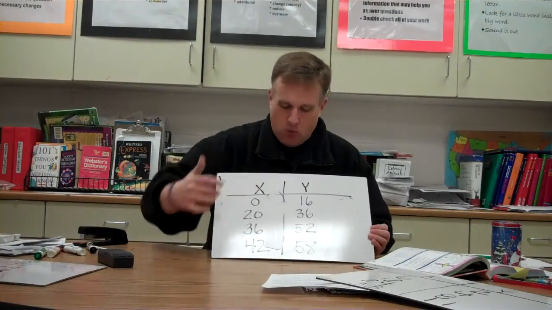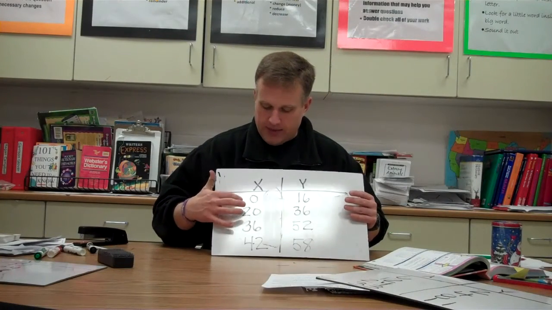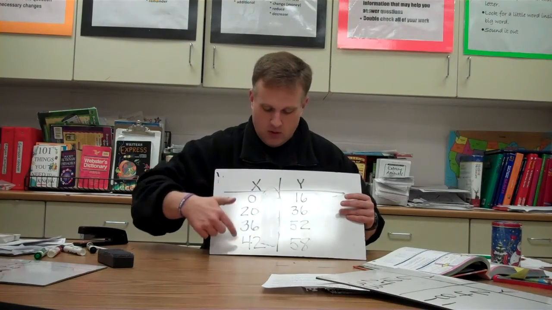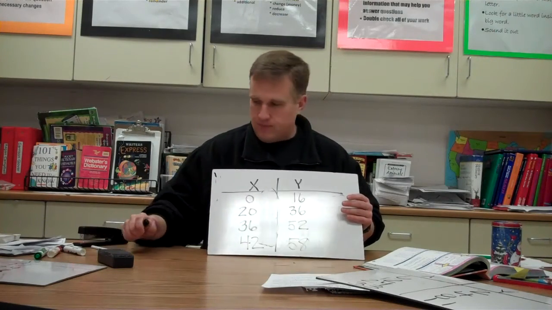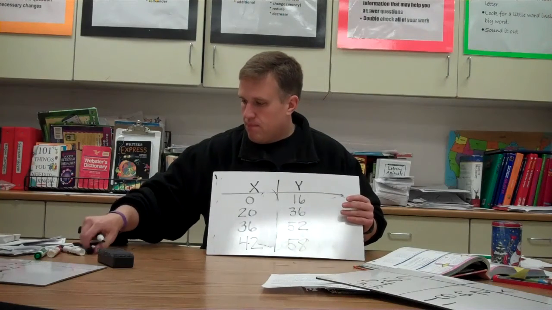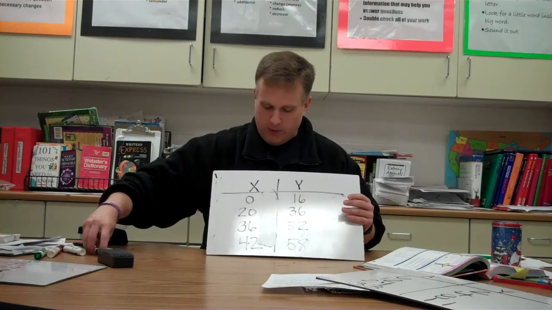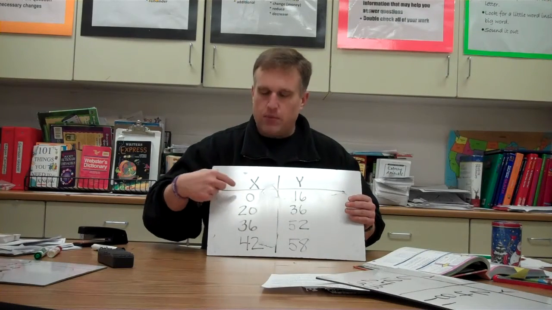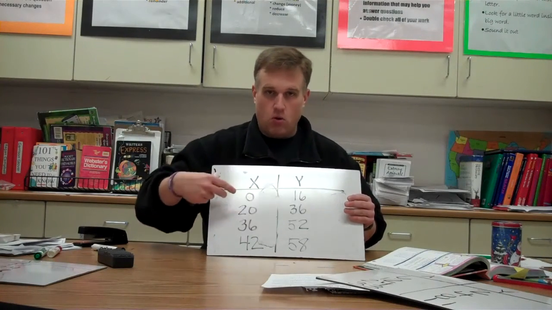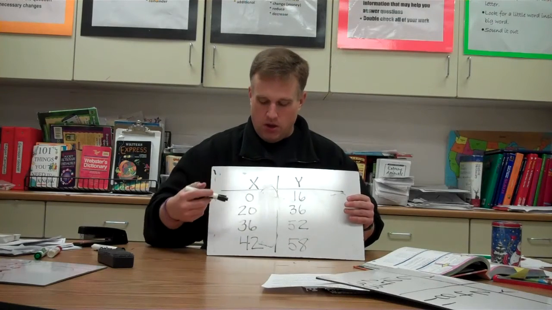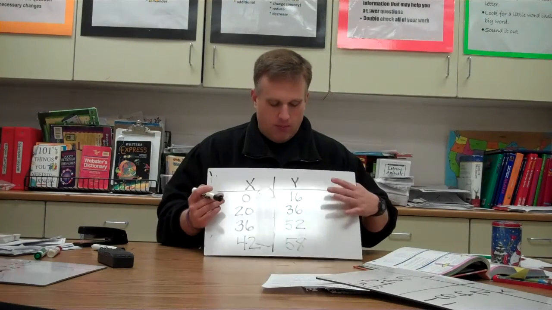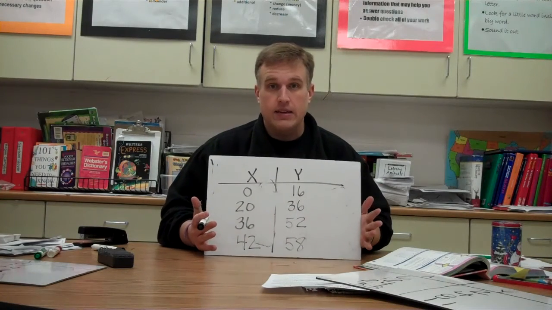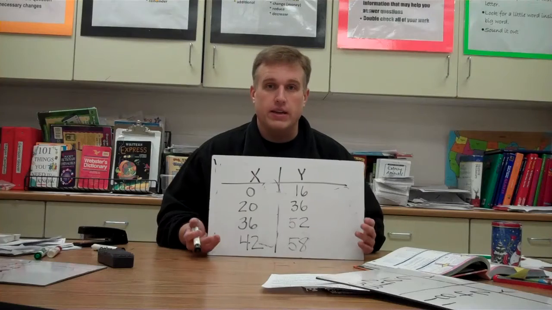Okay, number 8. I have my x and my y. For x I have 0, and for y 16, then 20, 36, 36, 52, and 42, 58. First thing I'm going to look at, for my x and my y, I need to figure out, am I going from a small number to a big number, or a big number to a small number? Okay, so I have a small number and I'm going to a big number. So that tells me I can do two things. I can add and get from a small to a big, or I can multiply to get from a small to a big.